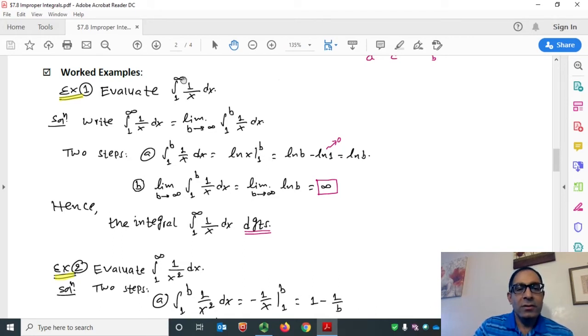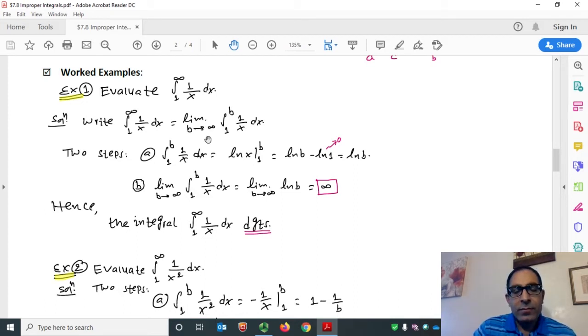So here, this is a type 1 improper integral. Our domain of integration is infinite, so I need to truncate at a finite number, compute the integral up to that finite number, and then take the limit as that finite number goes to infinity. That's the idea. So first, write the integral of 1 over x from 1 to infinity equals the limit as b goes to infinity of the integral from 1 to b of 1 over x. Hope this makes sense to you all.